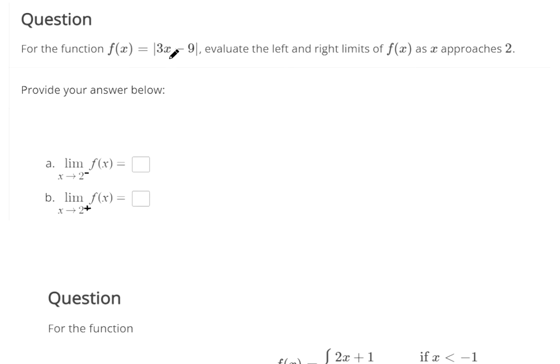Well, as you get closer and closer to 2, you're going to get 3 times 2, which is 6. 6 minus 9 is going to be negative 3. And the absolute value of negative 3 is going to be positive 3. And now it doesn't matter if you approach it from the left or from the right, this function is going to be the same thing.